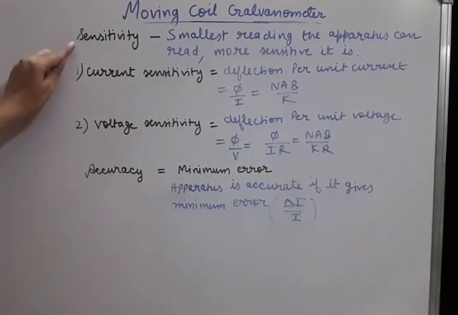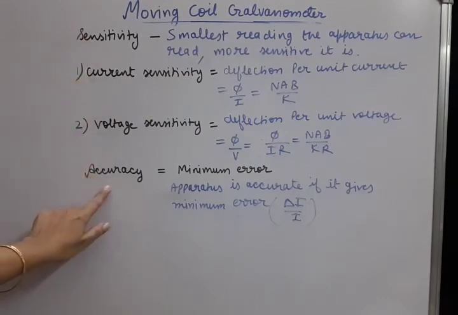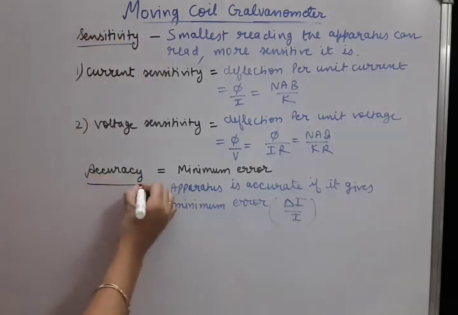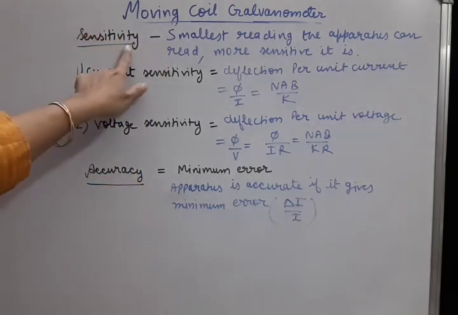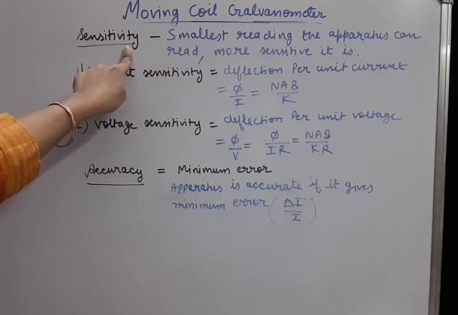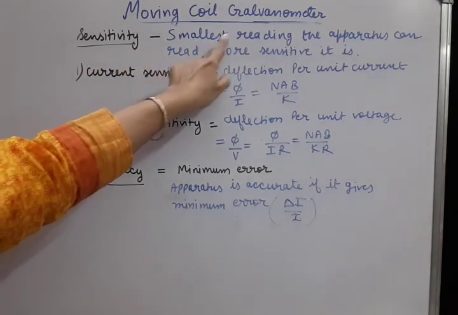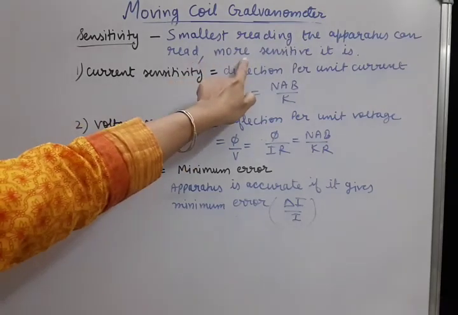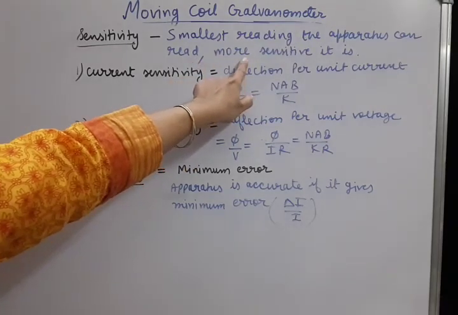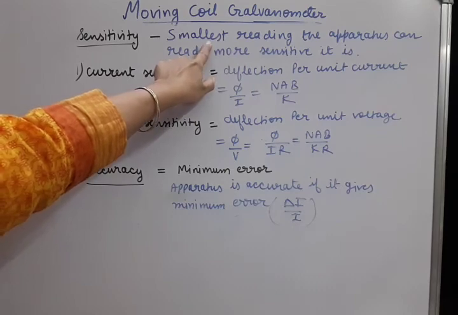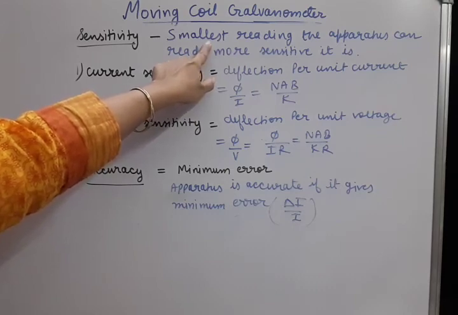Now students, about this galvanometer we have to understand sensitivity and accuracy. Two almost similar words are appearing, but we need to understand the difference. Any apparatus is said to be sensitive if it is able to read the smallest possible reading. If the apparatus can read a smaller reading, it is more sensitive. So sensitivity is related to the minimum possible reading which the apparatus can read.